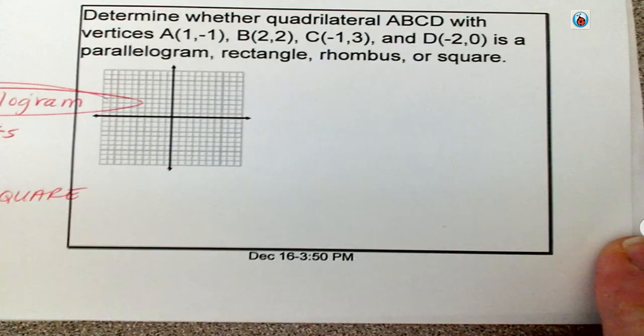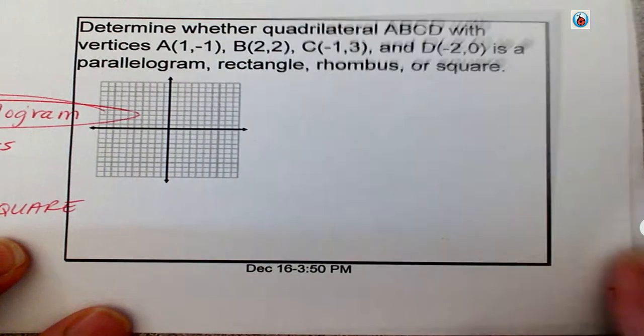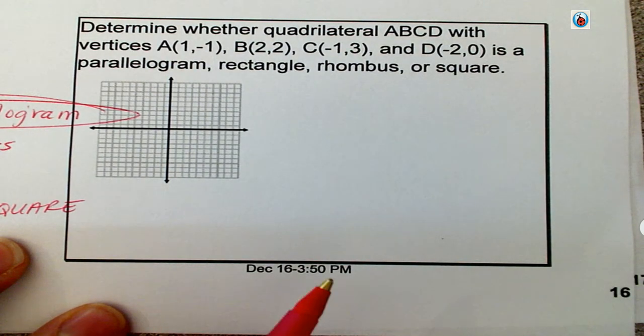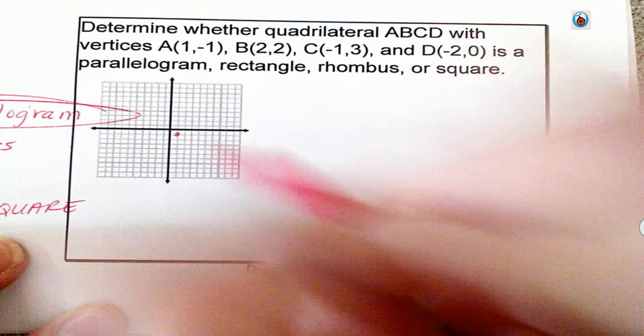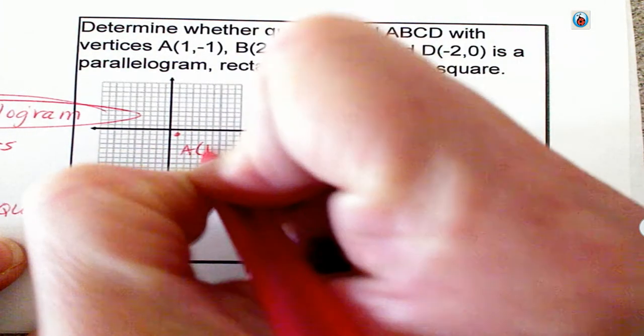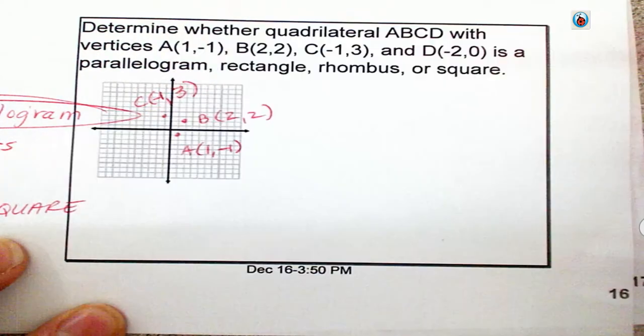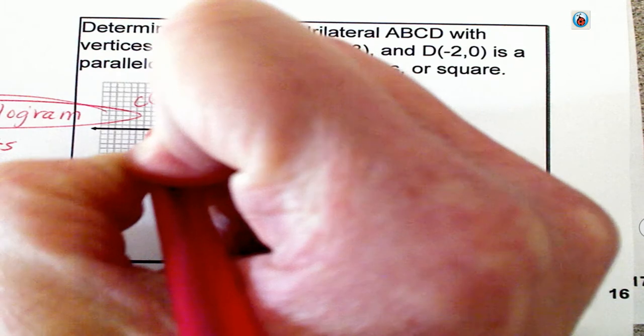Okay, next. Determine whether quadrilateral ABCD with those vertices is a parallelogram, a rectangle, a rhombus, or a square. So we'll start by graphing. A is at 1, -1. B is at 2, 2. C is at -1, 3, and D is at -2, 0.